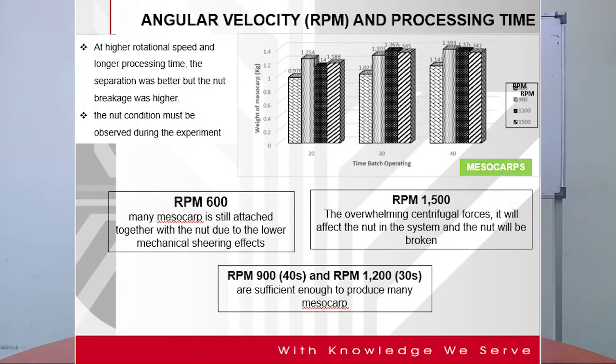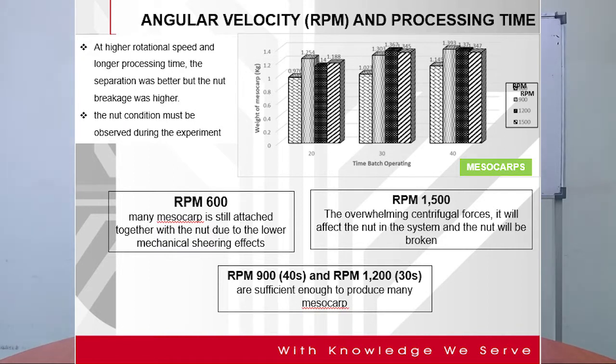However, at higher rotational speed and longer processing time, the separation was better, but the nut breakage was higher. Based on the effect of rotational speed and processing time, with the amount of the mesocarps, the RPM 600 shows the less mesocarp. Why? Because much mesocarp is still attached together with the nut due to the lower mechanical shearing effect inside the nut separator.